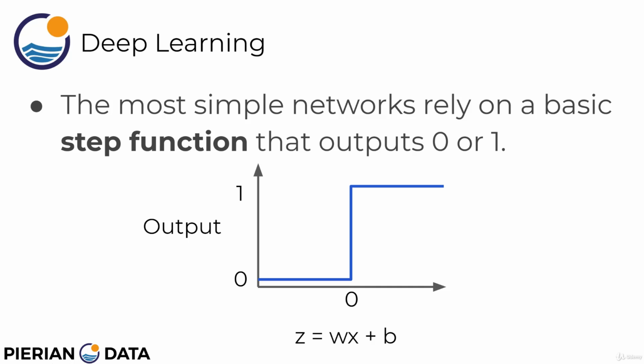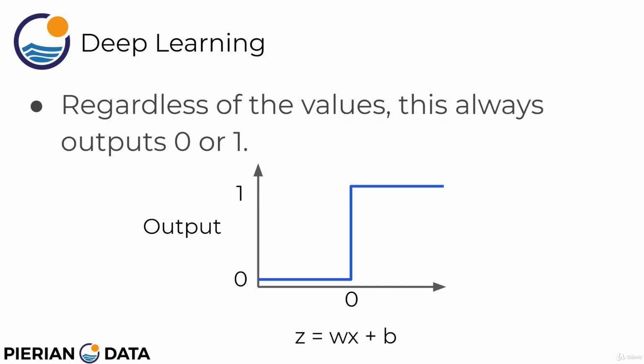Okay, so I just mentioned if we're doing a binary classification problem, it would be really nice if the neuron always spits out either a 0 or 1. So the absolute simplest networks can rely on a basic step function that outputs 0 or 1. All we do is, dependent on the value of z along here, we can see the x-axis, if the value of z is less than 0, we output 0. If the value of z is greater than 0, then we output 1. So regardless of the values, what's nice about this is it's always going to output 0 or 1.